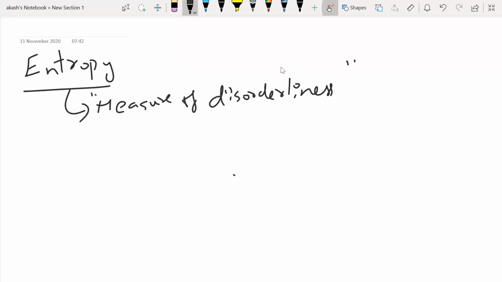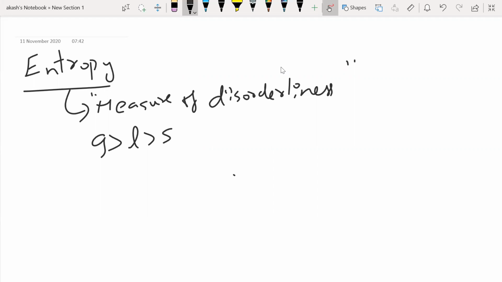If I ask you which among solids, liquids and gases is going to have maximum entropy, what will be your answer? Yes, gases. As I told you, entropy is the measure of disorderliness. The more the chaos, the more the disorientation, the more the entropy. So gases will have more entropy than liquids, and liquids will have more entropy than solids. This is a very simple way to understand.